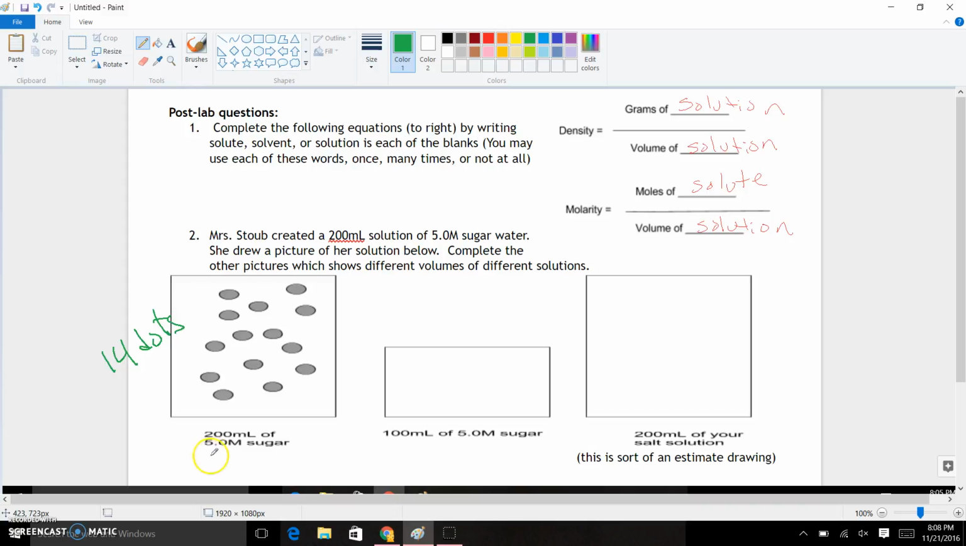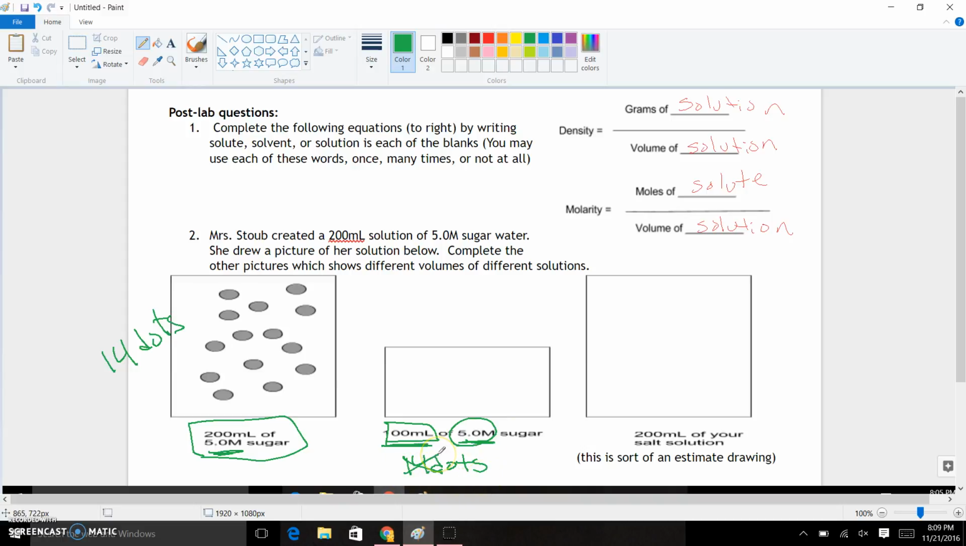And this is my generic picture of what I got for a 200 mL solution of 5 molar sugar. Now, if I wanted to show over here 100 mL of it, that means that's half of the volume, and it's at a 5 molar of sugar. So notice the concentration is still the same. If I filled this with 14 dots, and it would only be 100 milliliters, that would be twice the concentrated, because it's in a smaller volume and has the same number of dots.